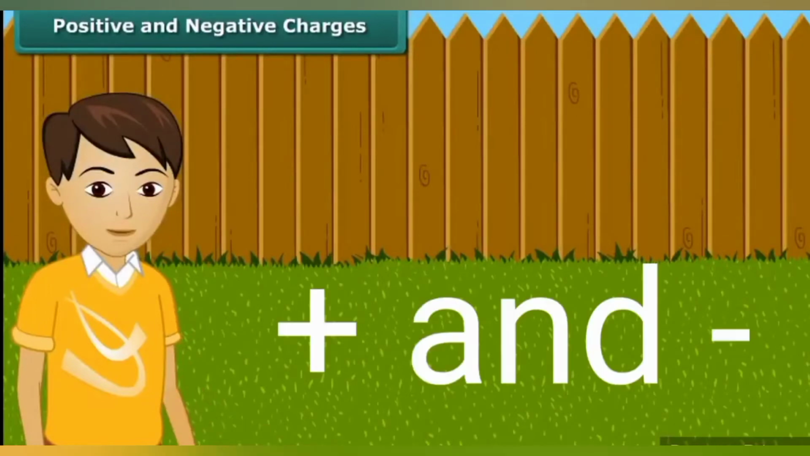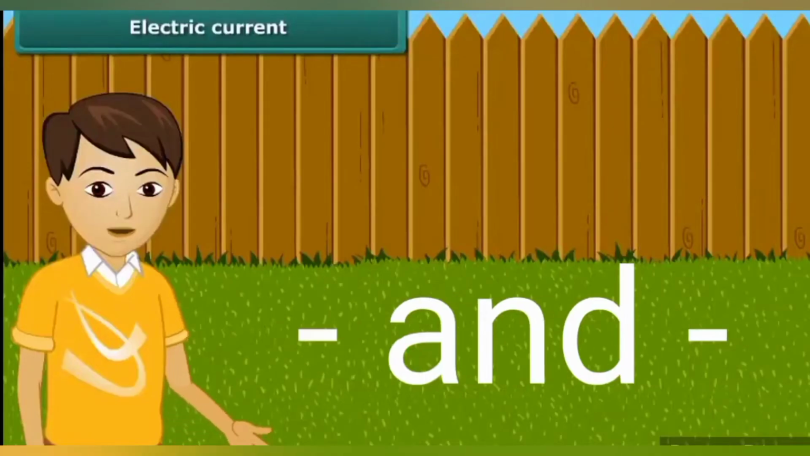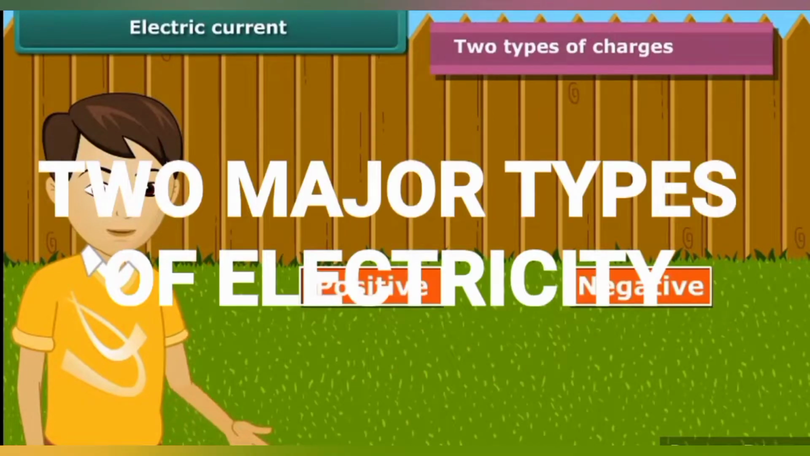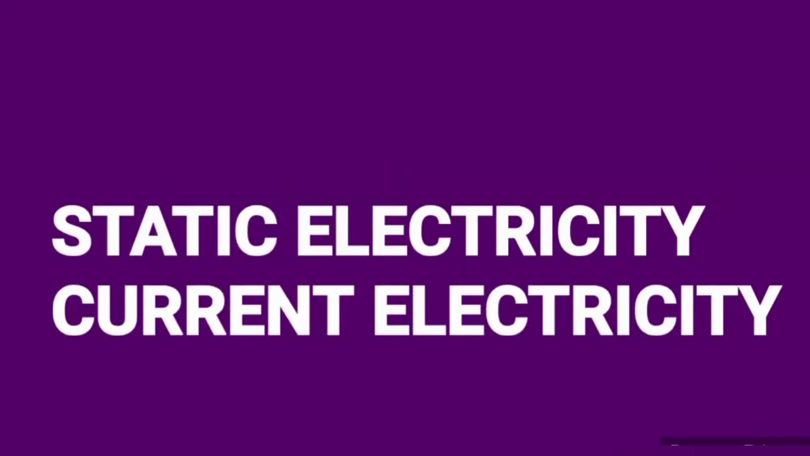Let's play a little game. Plus and minus. What do you think will happen? Attract or repel? Attract. You are correct. Minus and minus. What do you think will happen? Attract or repel? Repel. You are correct. One is called static, and the other is called current electricity.